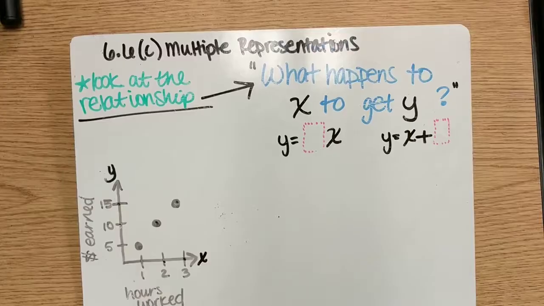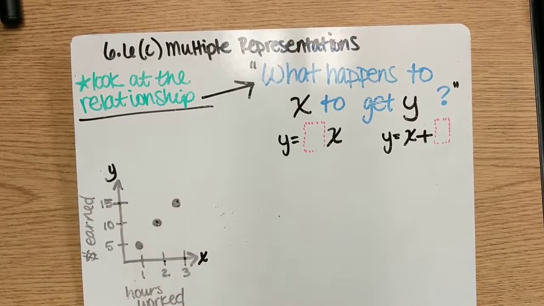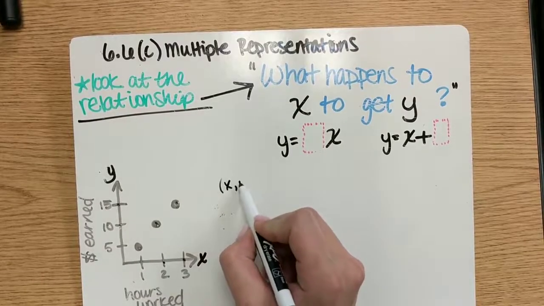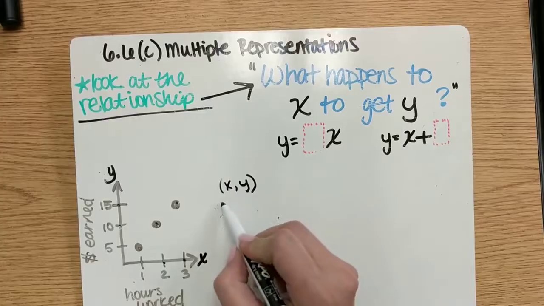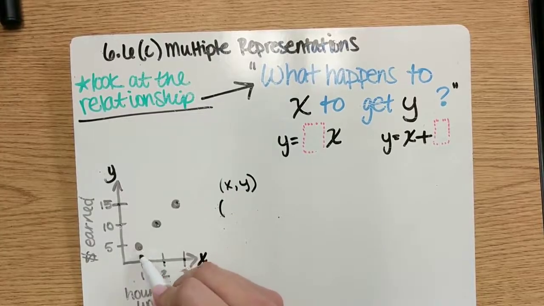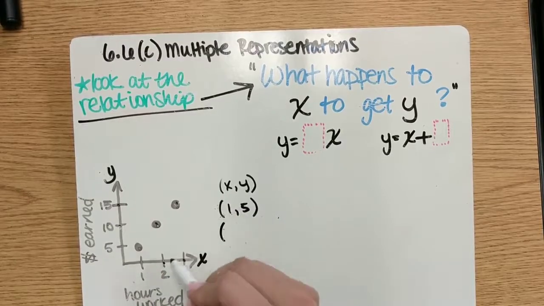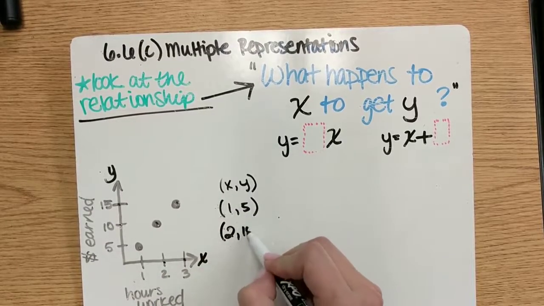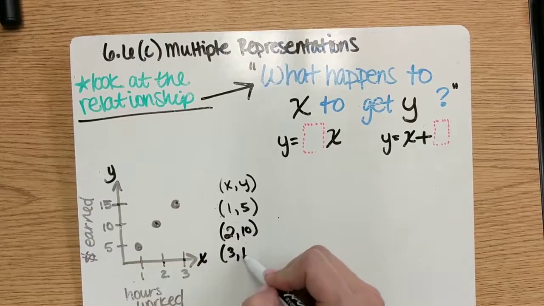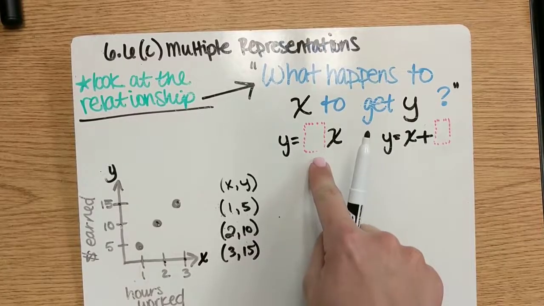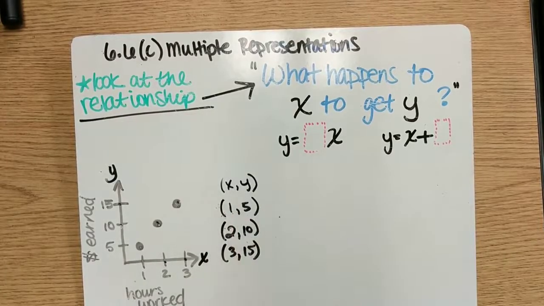So I'm just going to write down some information I know. I'm going to start by writing down my 3 ordered pairs. Remember, ordered pairs are x, y. So I've got 1, 5. You start with the x-axis. Then I have 2, 10. And 3, 15. Okay, can you see a relationship? What's happening to the x to get our y?